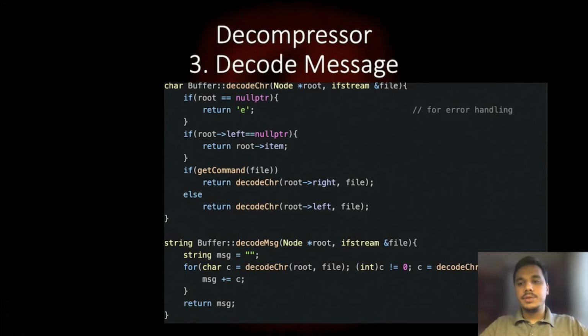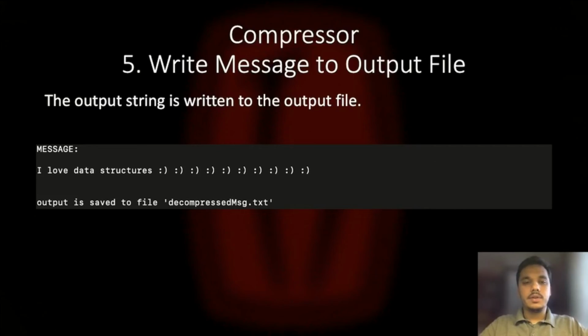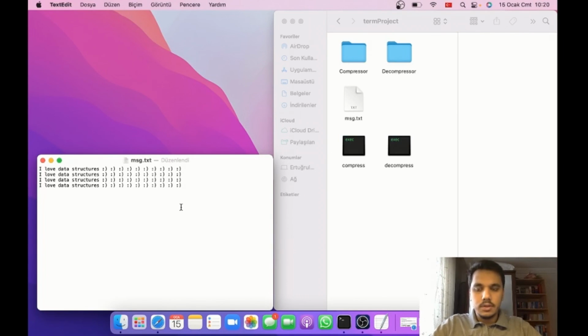The decode message function implements the previous algorithm. The program saves the original message into a file. This is our file, and this is our message. The longer it is, the better it compresses.